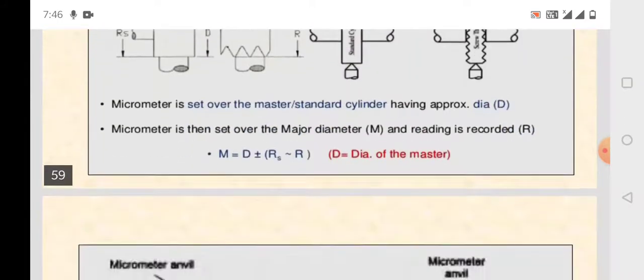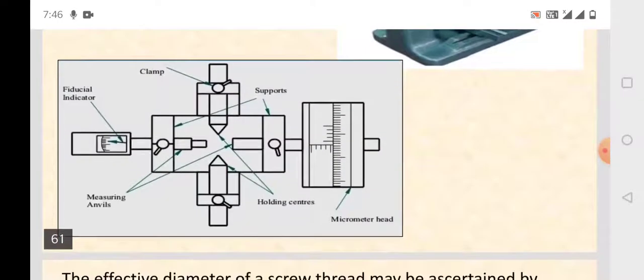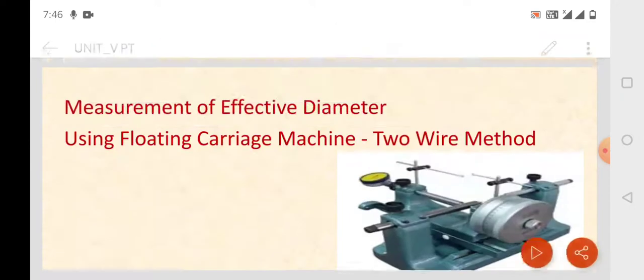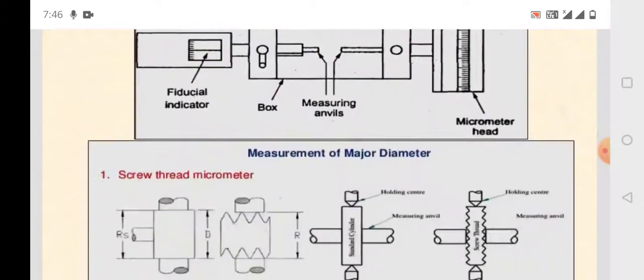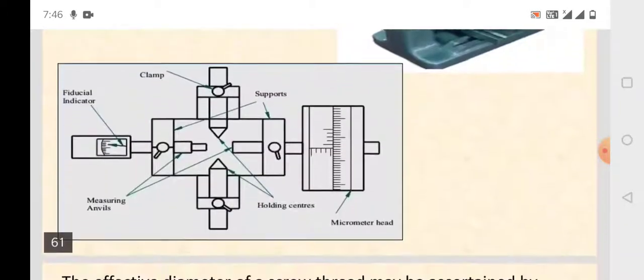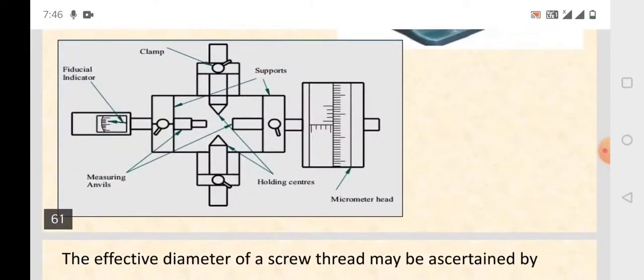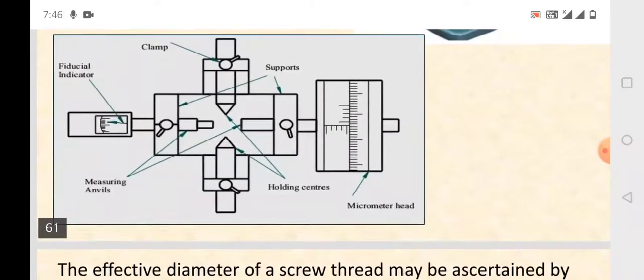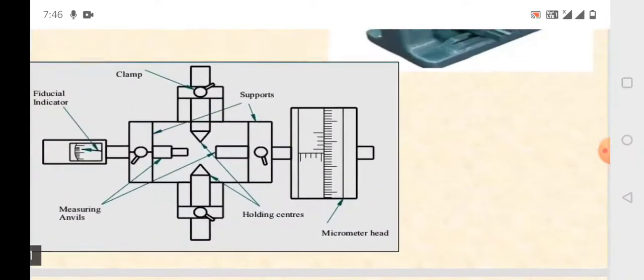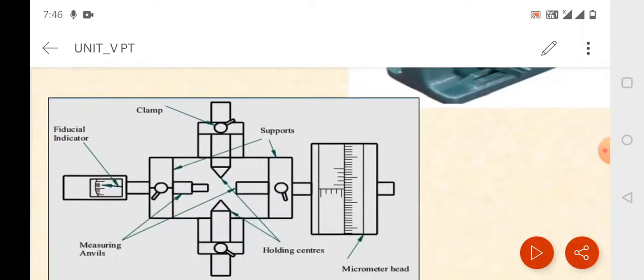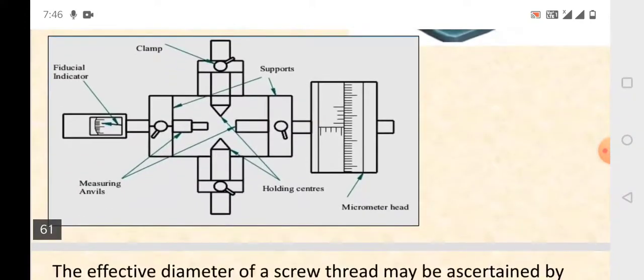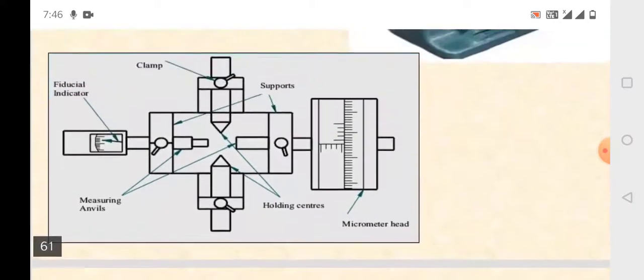To avoid that, here the workpiece is supported by clamps, the holding centers. We can hold the workpiece in between these holding centers and then check the dimensions. That is the only difference between the fiducial bench micrometer and the floating carriage machine. So additional support is there. These are the two measuring anvils, and the workpiece is held in between the two holding centers and the reading is taken.